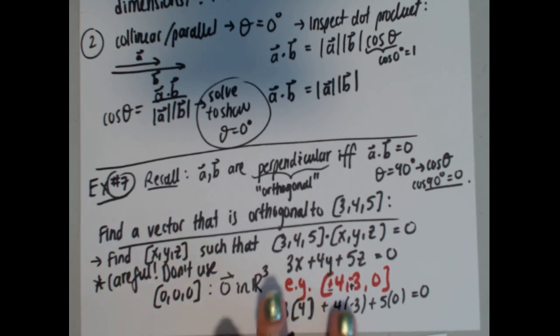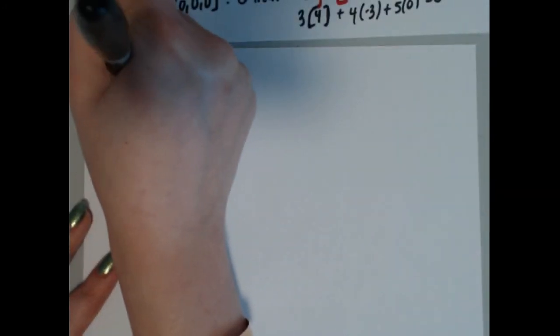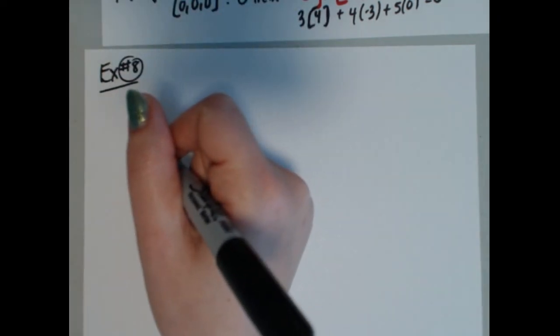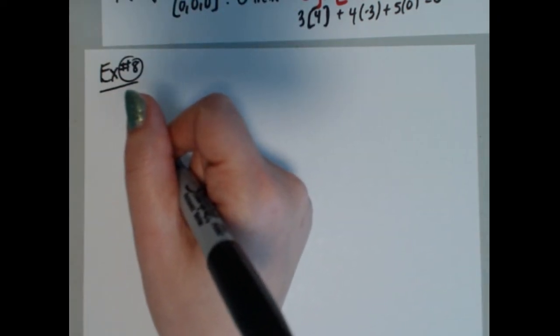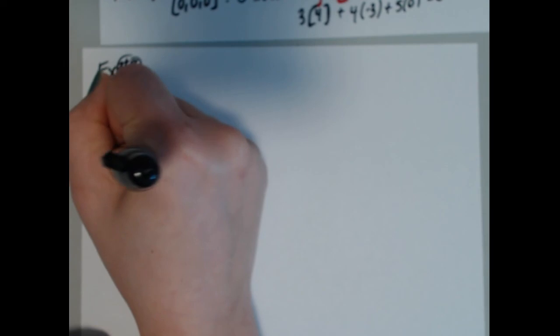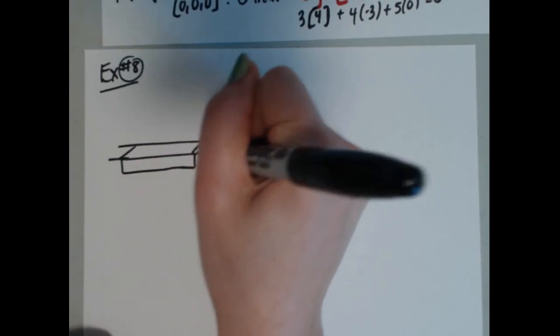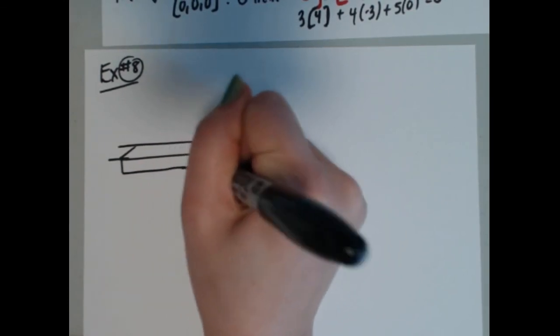Okay, last example, example 8. This is similar to the first example we did in the way that it has to do with physics. So imagine a construction site. At this construction site, there are metal beams being lifted. So this is your metal beam. It's very heavy, so it's getting lifted up.